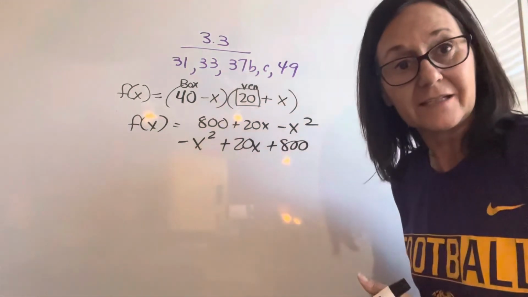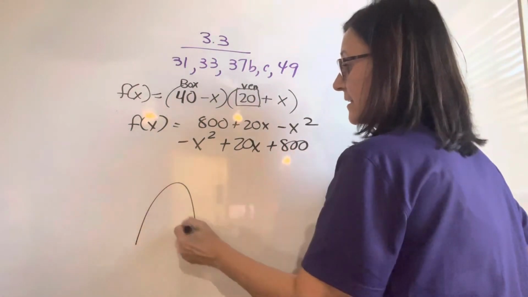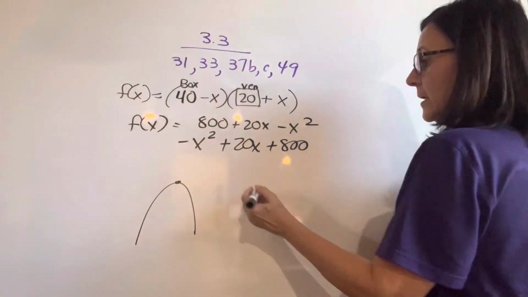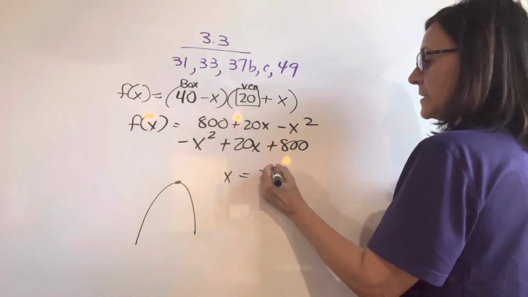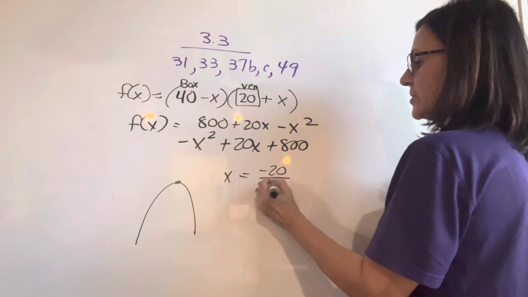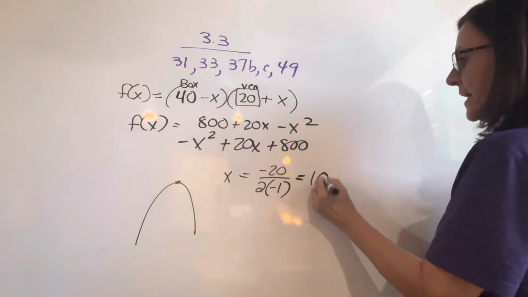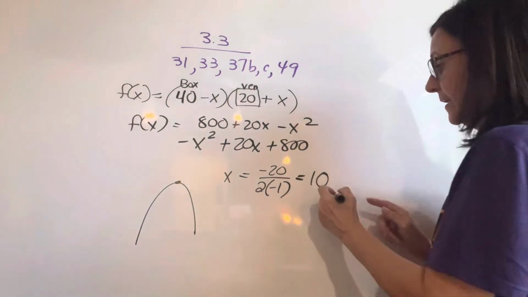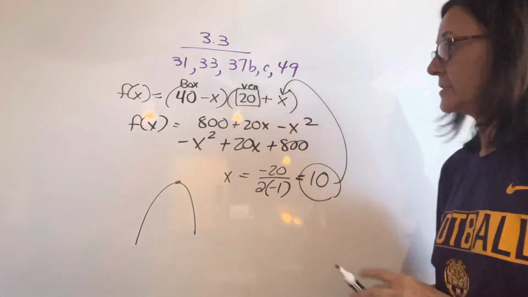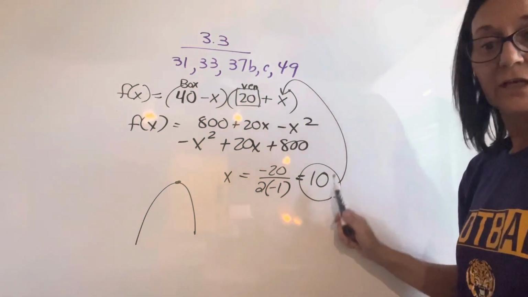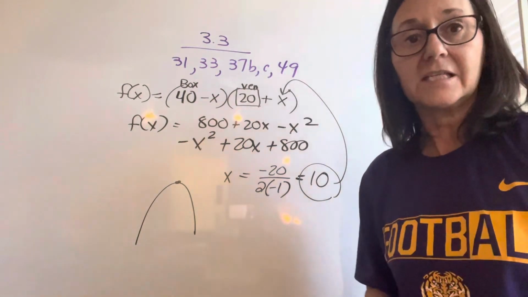I want the vertex. That's going to be my max. I know it's open down. It's going to look like this. I want my maximum point. So my x value of the vertex is the opposite of b all over 2 times a. Well, that's 10. That's the maximum point. That's not the answer, remember? I've got to plug that in. How many vendors? It's 20 plus 10, so there's 30 vendors. 30 vendors gives us the maximum profit.